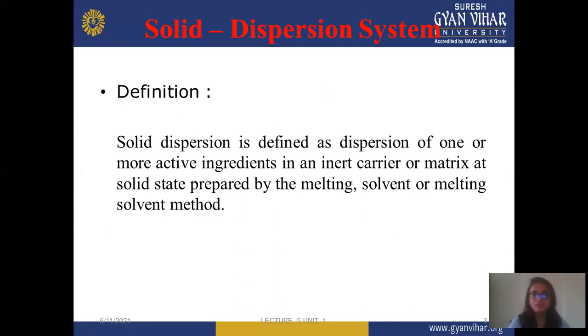Solid dispersion is defined as a dispersion of one or more active ingredients in an inert carrier or matrix, prepared by the melting, solvent, or melting-solvent method. Means in solid dispersion, you take one or more active ingredients with an excipient as an inert carrier or matrix, and you prepare a solid-state solution or mixture by different techniques like the melting method, the solvent method, or a combination of melting and solvent methods.